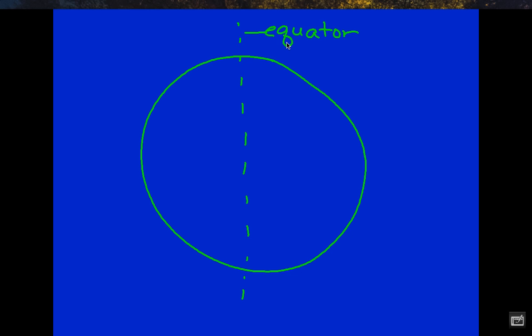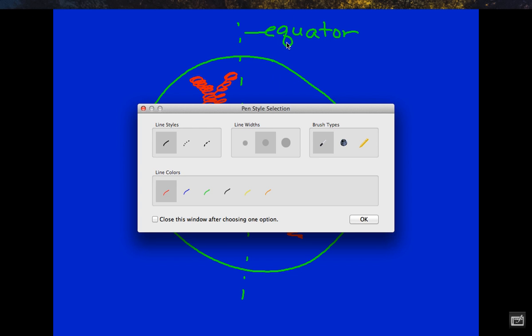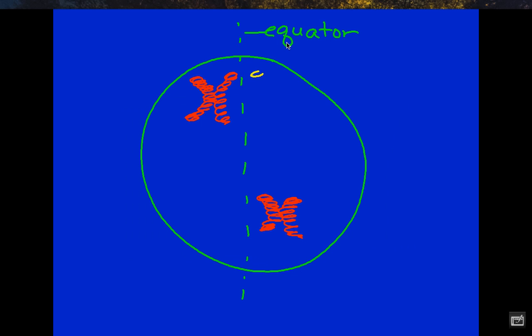And what we're going to do is have our chromosomes line up across from each other. Now, this is random. It's not that all of mom's chromosomes line up on the left-hand side and all of dad's chromosomes line up on the right-hand side. That's not how it works.